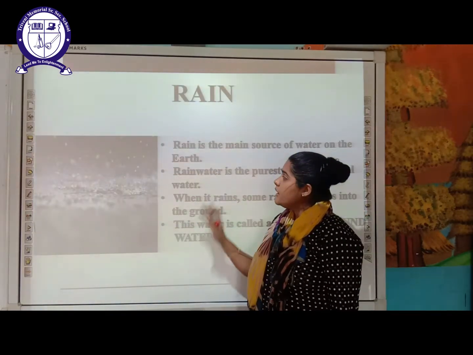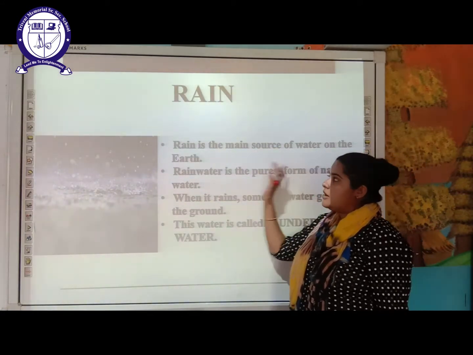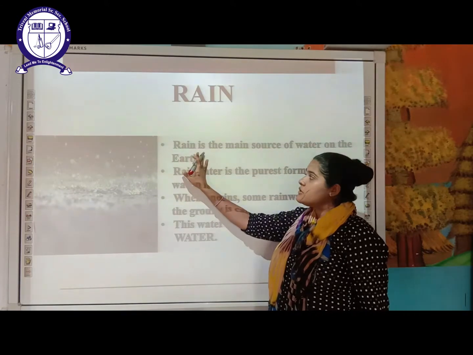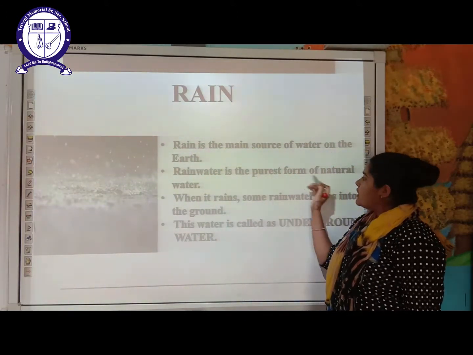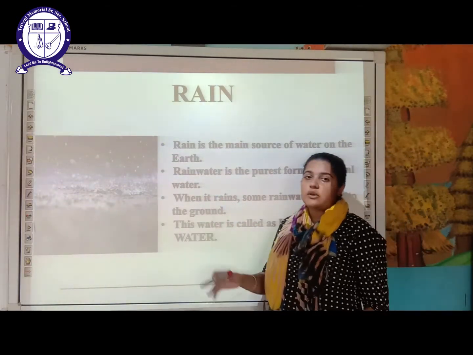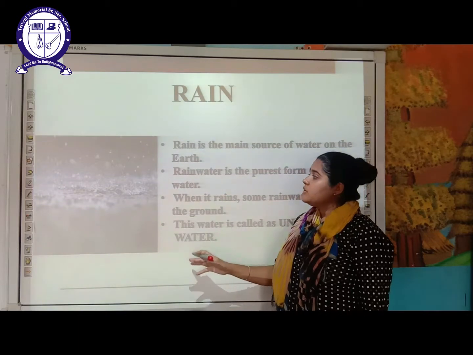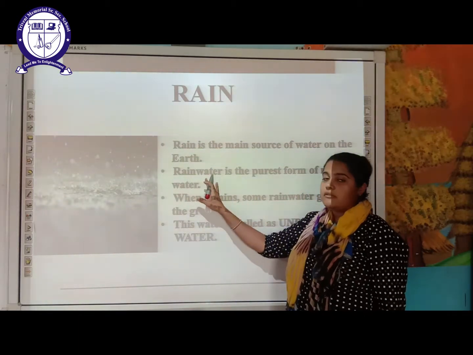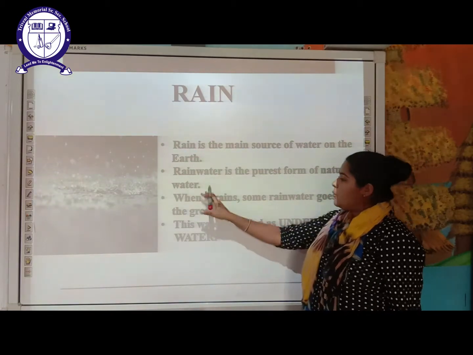Next, the rain. Rain is the main source of water on the earth. Which is the main source of water on earth? It is rain. Rainwater is the purest form of all the natural sources. In the previous slide we discussed various sources, and out of all those natural sources, rainwater is considered the purest form of natural water.